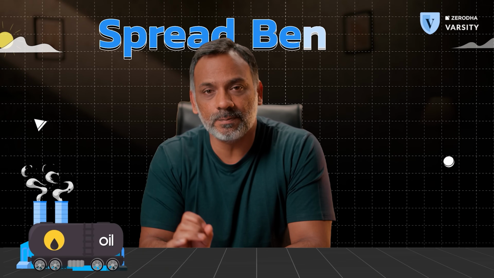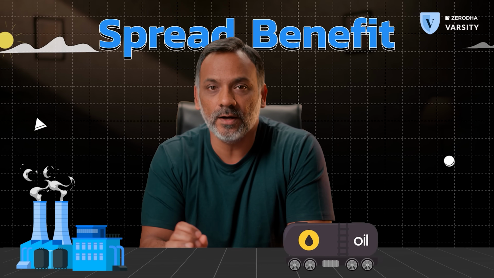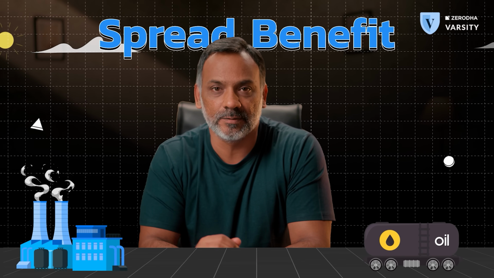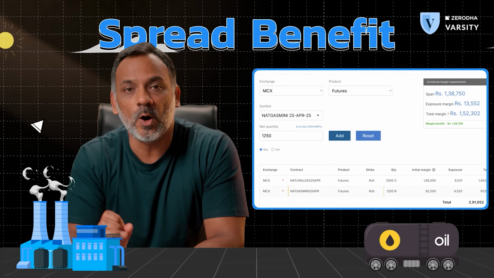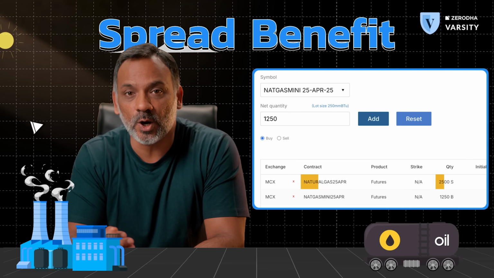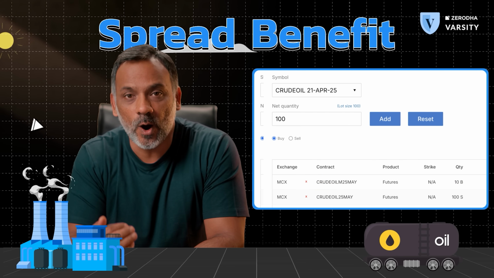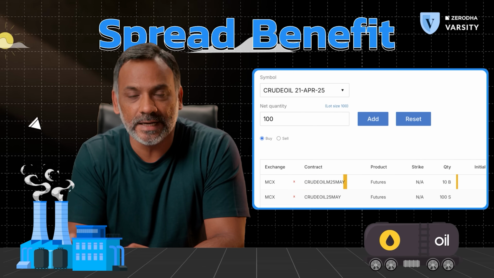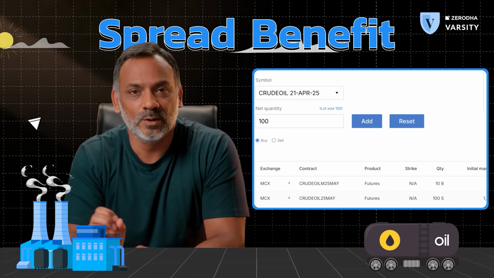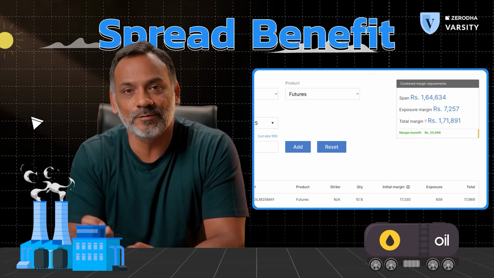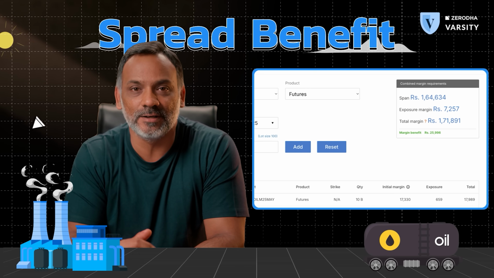Another important thing to note, which is common to both crude oil and natural gas. You can get spread benefit by initiating a long and short position simultaneously. For example, you go long on natural gas mini and short on natural gas. Or you go long on crude oil mini and short on crude oil. Do explore the margin calculator to figure out the exact spread margin benefits.